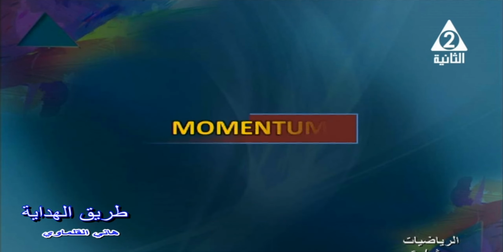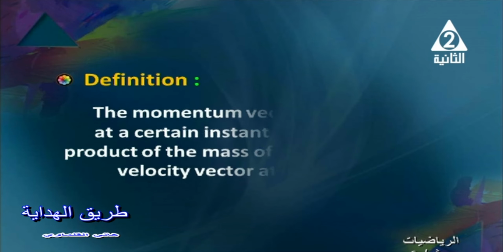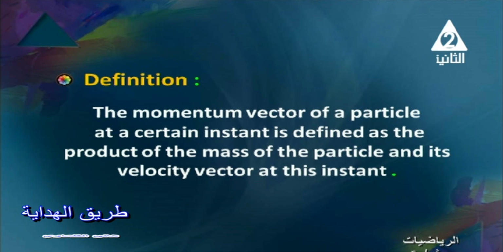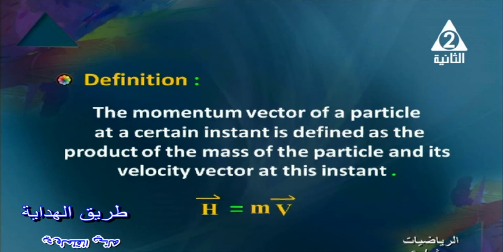We have momentum. The momentum vector of a particle at a certain instant is defined as the product of the mass of the particle and its velocity vector at this instant. We have a body of mass m and its velocity vector v, then the momentum vector h equals the product of the mass of the body multiplied by the velocity vector of this body.